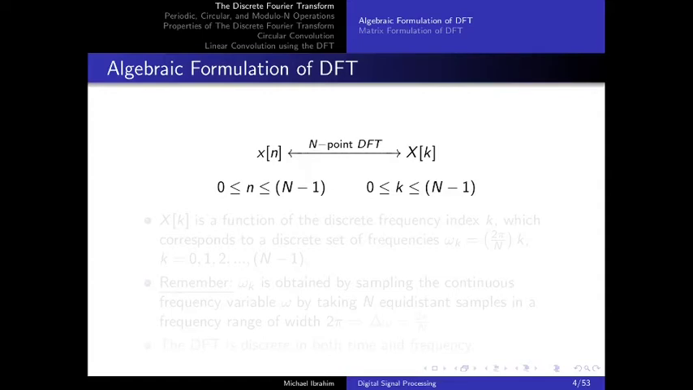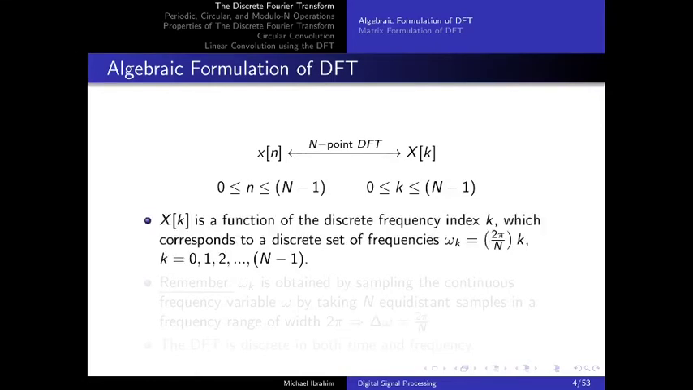x[n] is the sequence in time domain. X[k] are samples of the spectrum of the signal we have. So X[k] is a function of the discrete frequency index k. k is a discrete frequency index resulting from sampling in frequency domain, dividing the 2 pi fundamental period we have in frequency domain into capital N equally spaced samples.